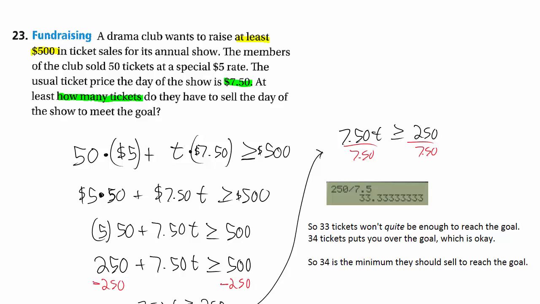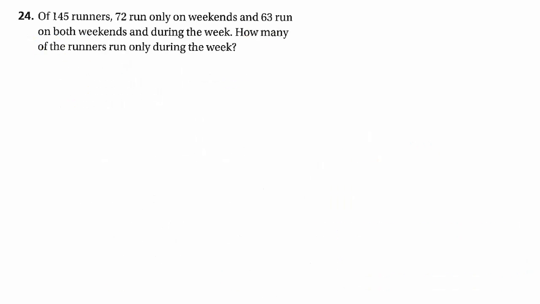So to reach the goal, you'd have to do 34 tickets, which would put you over your goal, which is fine. So the answer is actually 34 and not 33. You don't just round down because 33 wouldn't make you meet your goal. So you have to say 34.